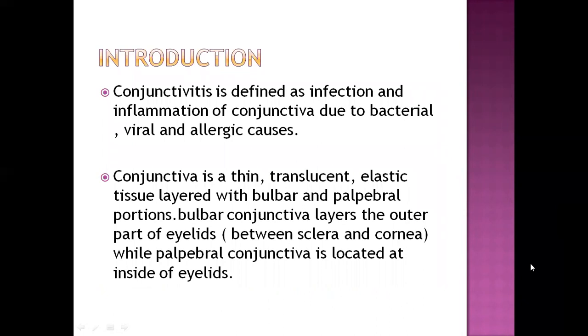Introduction to conjunctivitis. Conjunctivitis can be defined as infection and inflammation of conjunctiva due to bacterial, viral, and allergic causes. Conjunctiva is a thin, translucent, elastic tissue layered with bulbar and palpable portions. Bulbar conjunctiva layers the outer part of eyelids between sclera and cornea, whereas palpable conjunctiva is located at the inside part of the eyelids. So both bulbar and palpable parts are located near to each other.